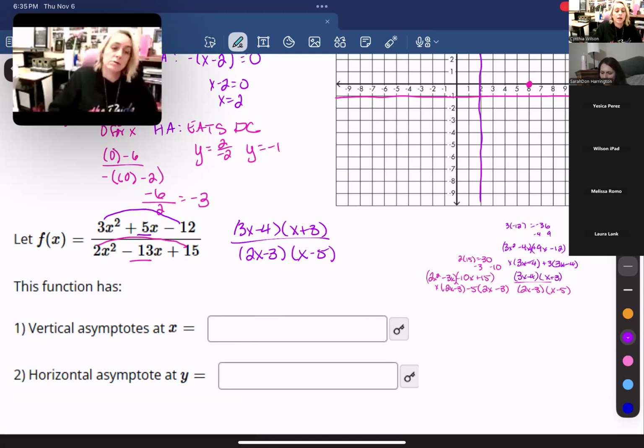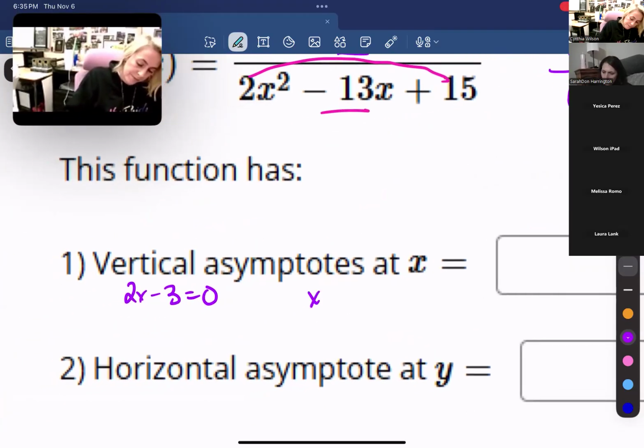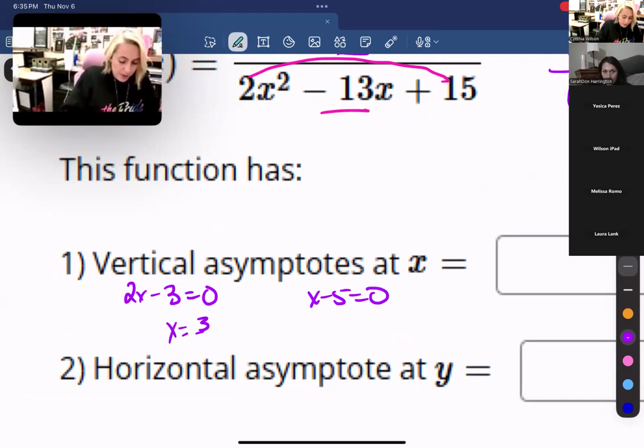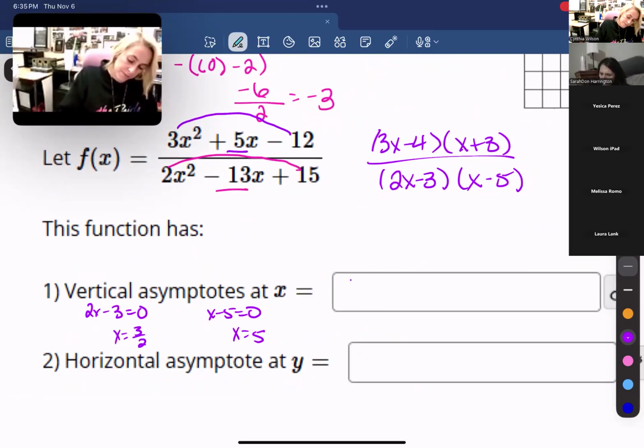Vertical asymptotes is denominator equal to 0. So 2x minus 3 and x minus 5. Okay, so for 2x minus 3, it's going to be positive 3/2. Add 3, divide by 2. For x minus 5, you would add the 5. So we get x equals 3/2 and 5.